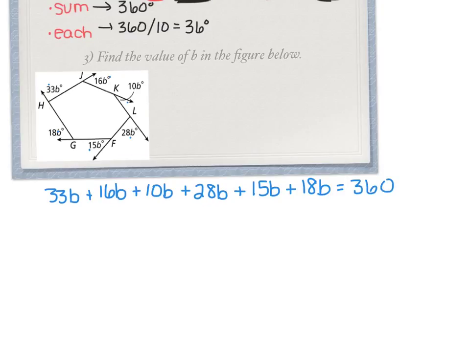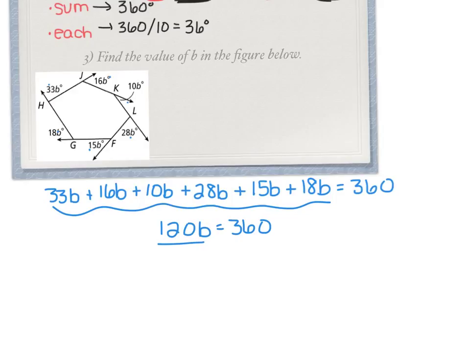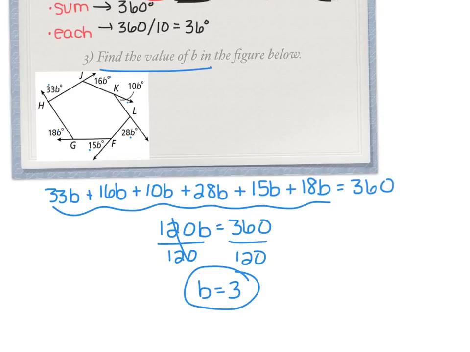Okay, so now it's just a matter of counting up how many b's I have total. Let's see, total I would have 120b. So when I put all of this together, I get 120b equals 360. Divide by 120, divide by 120, and I get that b is equal to 3. Now luckily in this question, that's all it asked us for, was find the value of b. I could have also asked you to go back and find the measure of each one of those angles, which would have been easy. You would have just had to plug the 3 in for everything, but it would have been tedious. So glad we're done. It's just b equals 3.